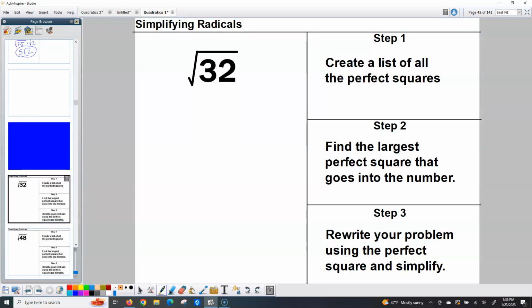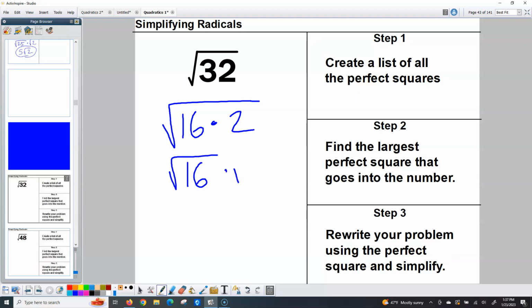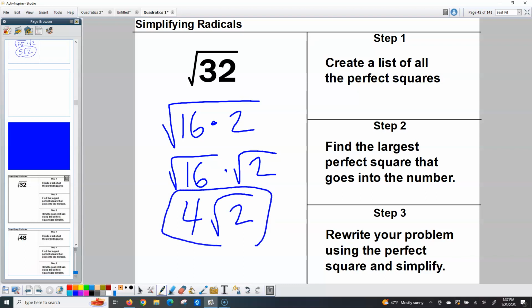So let's look at an example here. Square root of 32. I got all my steps for you over there on the right side. Largest perfect square that goes into 32. I'm thinking, 1, 4, 9, 16 is the largest perfect square that will go into 32. So I'm going to separate those. Square root of 16 times the square root of 2. And the square root of 16 is one of those nice numbers. So my final answer is 4 square root of 2.